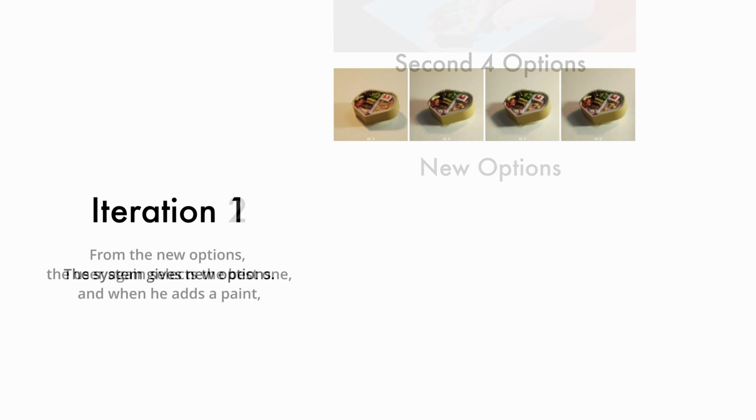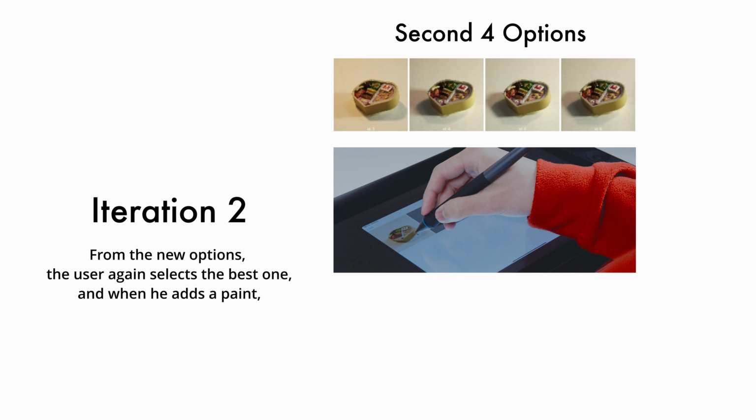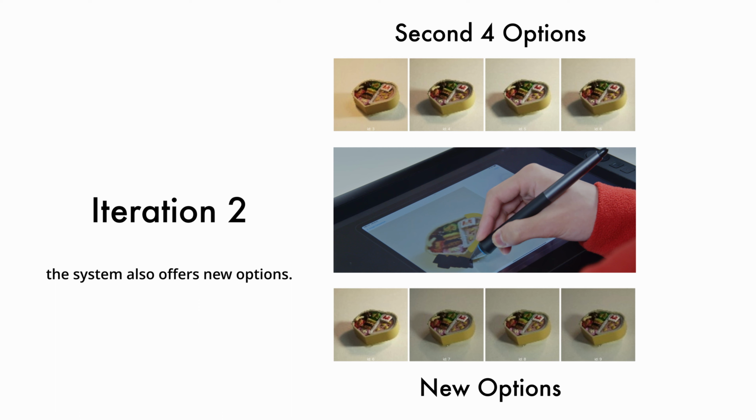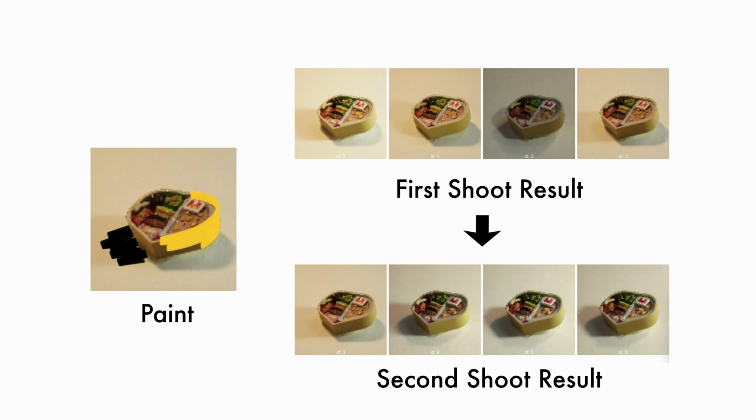From the new options, the user again selects the best one. And when he adds paint, the system also offers new options. Actually, the user gets these results by giving such selections and paintings.